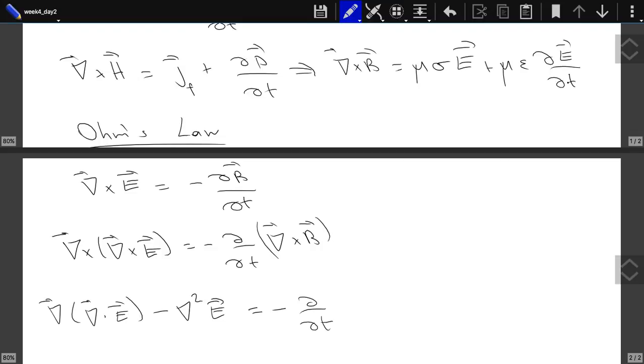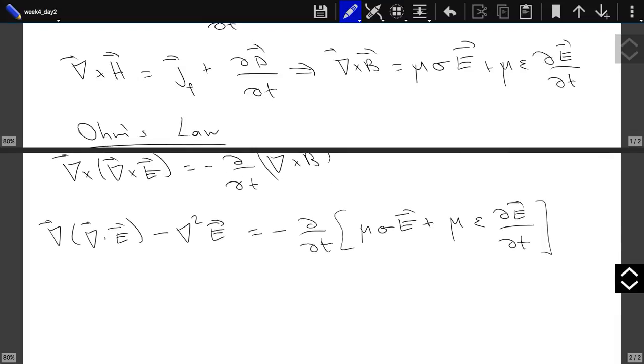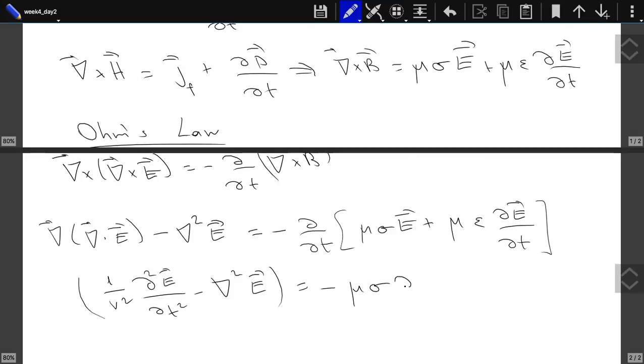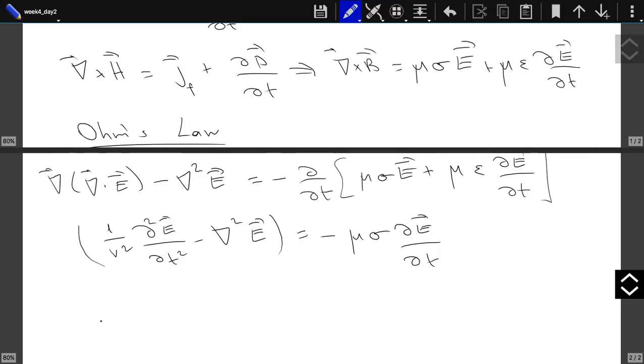So back to our equation. We have the curl of E. We can write it in this form using the vector identities. Now here, instead of the curl of B, I can just use that expression over there: mu sigma E plus mu epsilon del E by del T. And let me just reorganize it a bit. So this will be 1 over V squared del squared E by del T squared minus the Laplacian of E is equal to minus mu sigma del E by del T, where V is 1 over square root of mu epsilon.